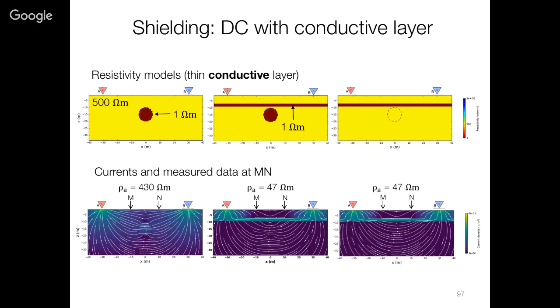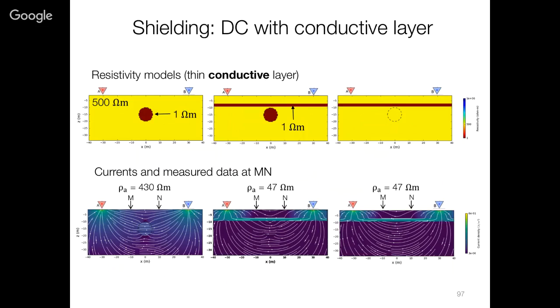So what happens with a conductor? Well, in the resistivity, we saw that if we've got a conductive layer, the currents go in, they get channeled around, and they come back up. So they move, something like that. So you're really not seeing that conductive sphere.